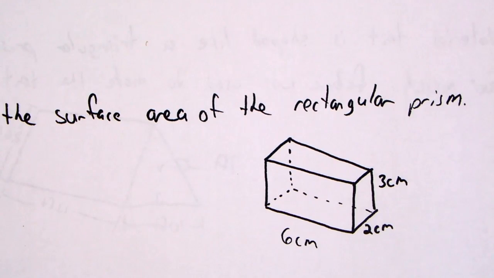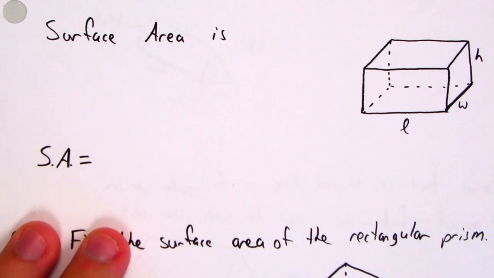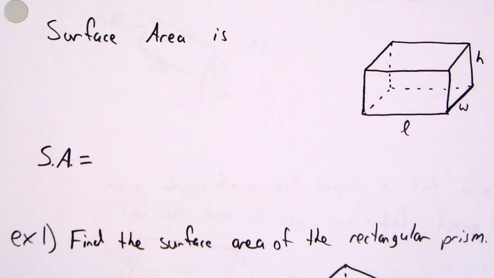Chapter 8, Lesson 6. This is all about surface area of prisms. So we're going to be talking about surface area. We're going to come up with a formula, and we're going to hopefully generalize that formula so when we look at surface area of pyramids tomorrow, it's going to be a little bit easier to see where that formula is coming from.